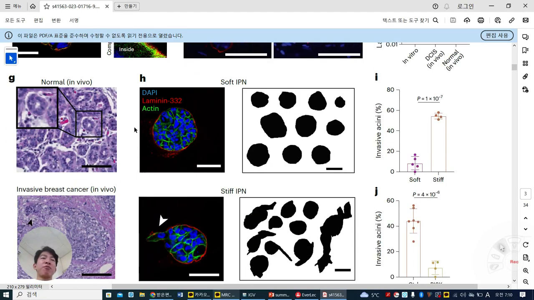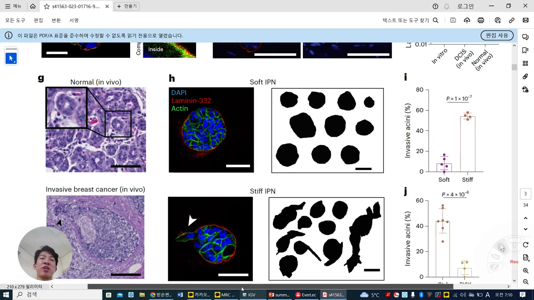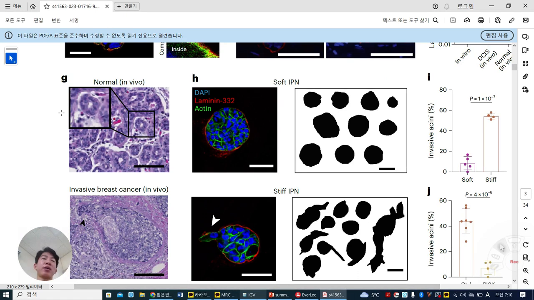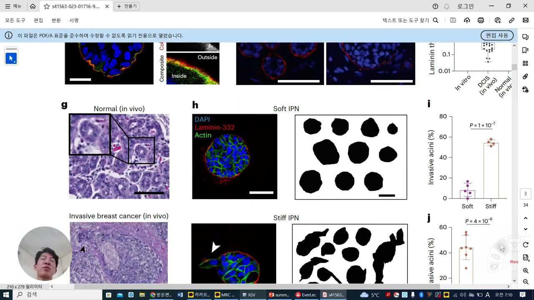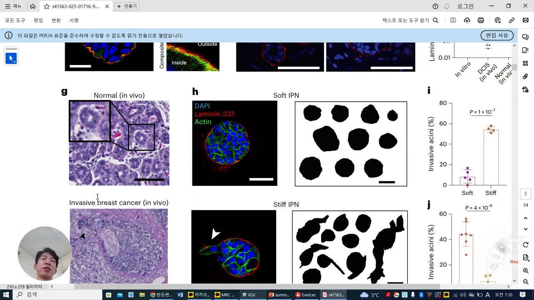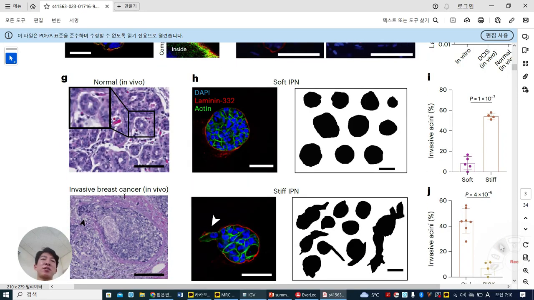And then they confirm this phenomenon again by H&E staining. Here is normal in vivo, and then invasive breast cancer. Here, DCIS is the precancerous region, but they also confirmed normal and the invasive breast cancer. Here, they found out the laminin in a normal structure duct is making a perfect basement membrane.